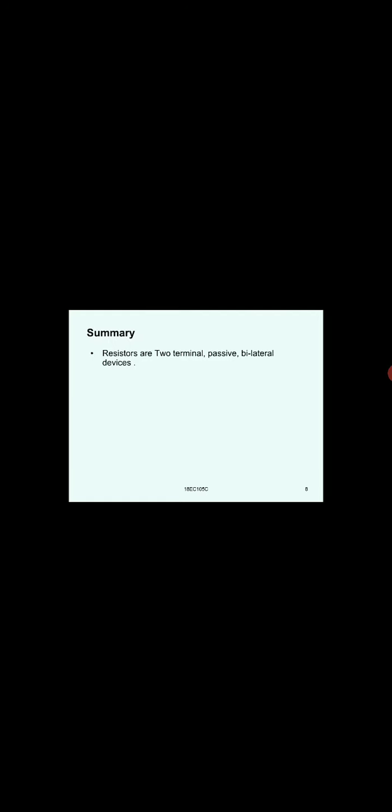Now to consolidate, we have seen the resistor as a two-terminal passive device. Bilateral we call, because you can use the leads or the terminals interchangeably. Then the resistance value of a material depends on its physical dimensions, and the resistors are basically of two types: fixed value resistors and variable resistors.